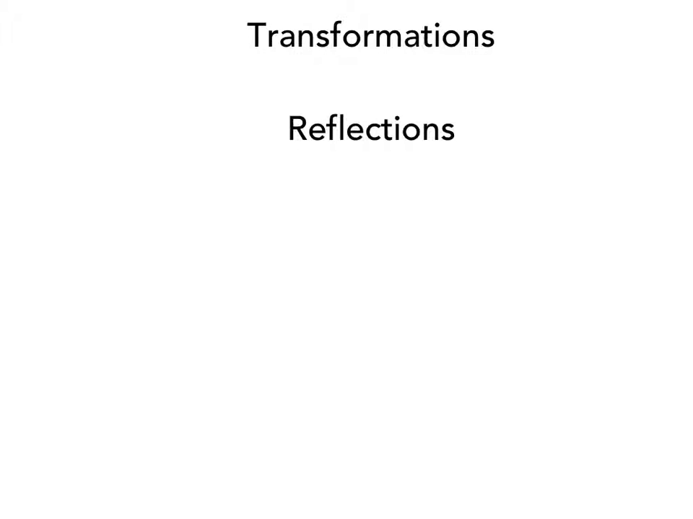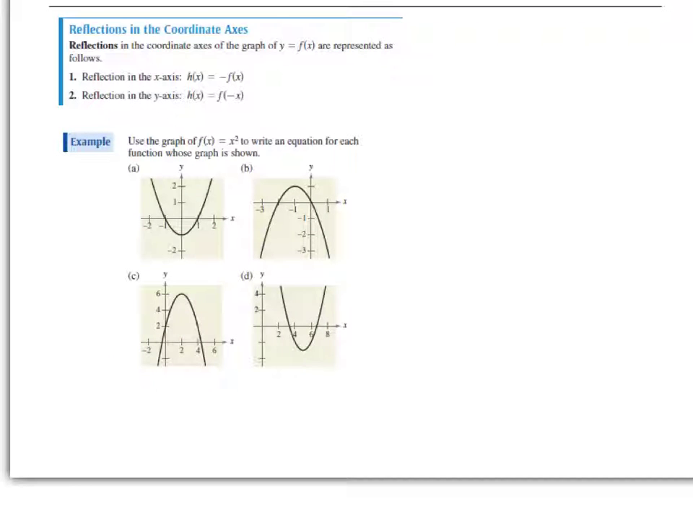Okay, let's talk about reflections. Basically, you've got two types of reflections that you can have. You can have a graph that is reflected across the y-axis, or you can have a graph that is reflected across the x-axis. We can have a combination of both, or none at all. So let's take a look.